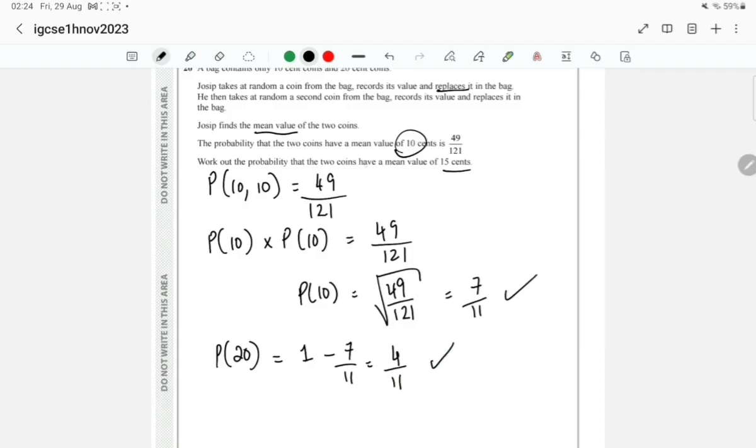Now let's see our question. So the probability that the two coins have a mean value of 15 cents. This can only happen if I get a 10 and a 20, or a 20 and then a 10.